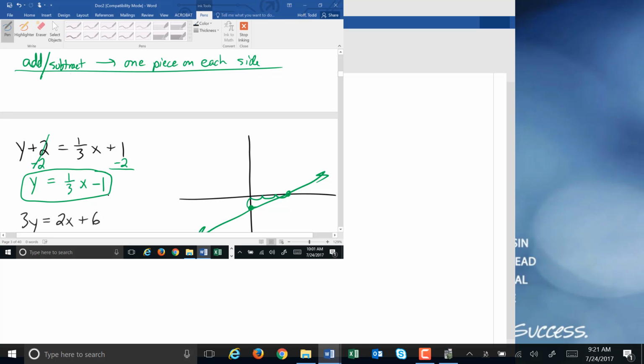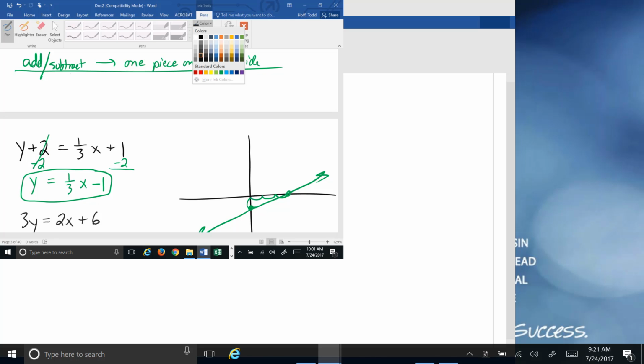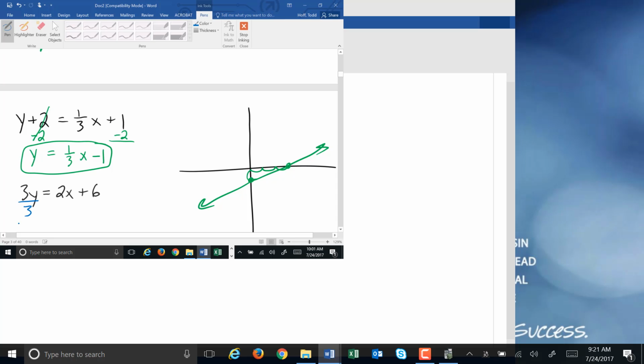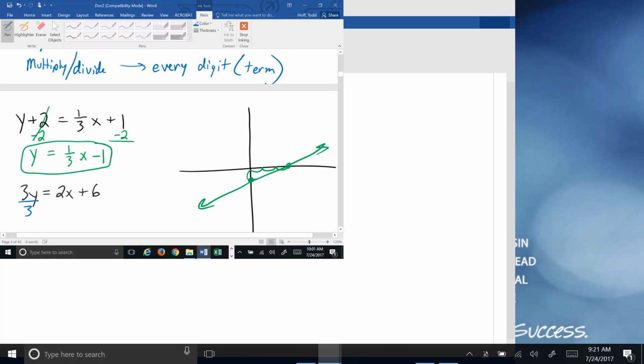What's different about this one down here on bottom? It's 3 times y. How are we going to get rid of that? We have to divide by 3. When we multiply or divide an equation, we have to do it to every digit. Remember, the algebraic word for digit is term. Every term or every digit in that equation has to be divided. So the 3y is one digit. That gets divided by 3, and it leaves us with y.